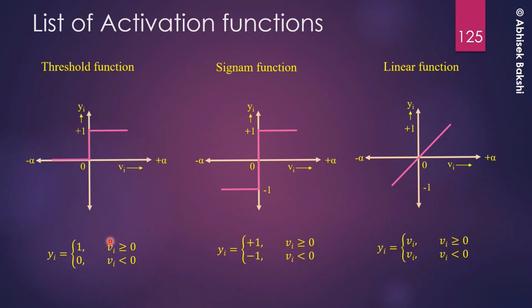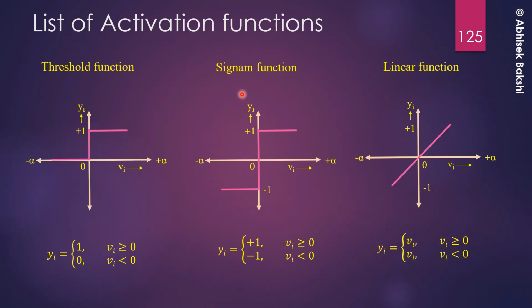Or there can be one more thing which we call signum function. What is signum function? It is actually doing just a similar thing like threshold, but the binary value changes here. Instead of 1 and 0, it is +1 and -1. That is the difference. Okay.